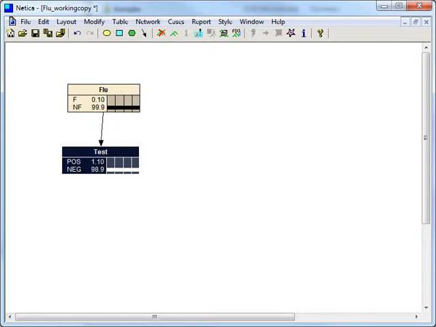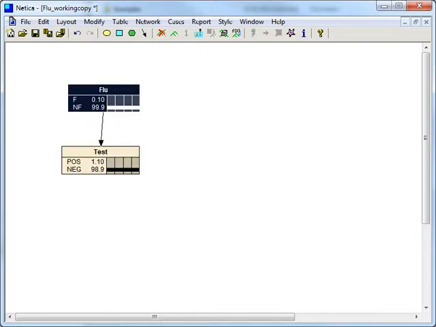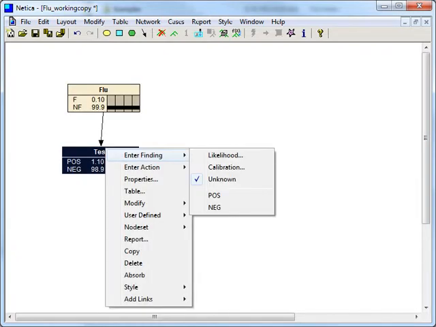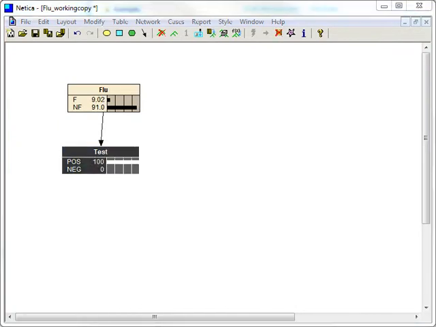For example, up at the flu node, it simply tells you that you have a 0.1% chance of having the flu and a 99.9% chance of not having the flu. We know this already. But look what happens if we come into the test node, right-click it, and enter a finding. So if the finding comes back positive, we click that, and you see the Bayesian network updates to show us the probability of having the flu given a positive result.